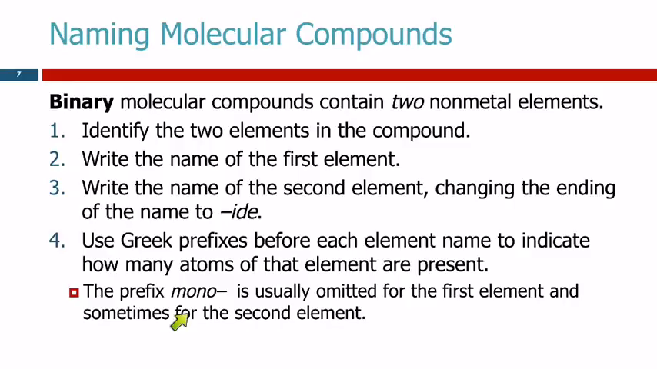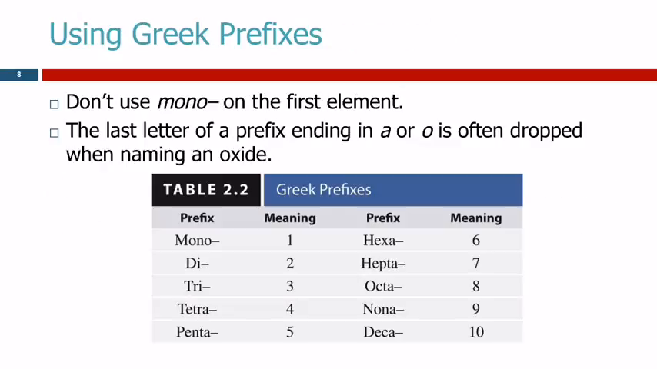Now, the prefix mono means 1. Well, I told you, chemists have a thing against the number 1. We also avoid using the prefix mono unless we need to. So the prefix mono is almost always omitted for the first element, and it is sometimes omitted for the second one. So here are the Greek prefixes. Again, don't use mono on the first element.